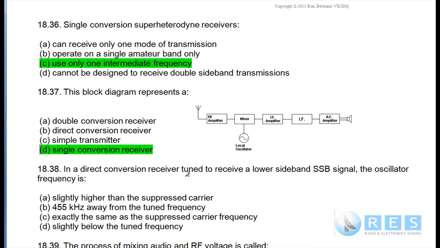1838, in a direct conversion receiver tuned to receive lower sideband signal, the oscillator frequency is, so if we want to receive the lower sideband, the oscillator would have to be slightly above the upper sideband, so exactly the same frequency as the suppressed carrier. There you go. So to receive single sideband, you need to put the oscillator, they've just called it an oscillator here, on the suppressed carrier frequency, because in single sideband you don't have the carrier. It was suppressed in the balance modulator in the transmitter.